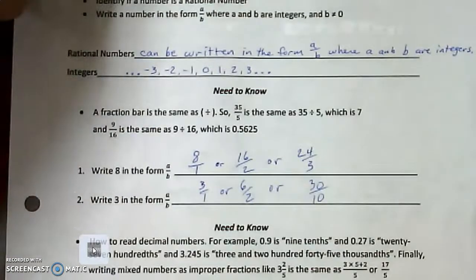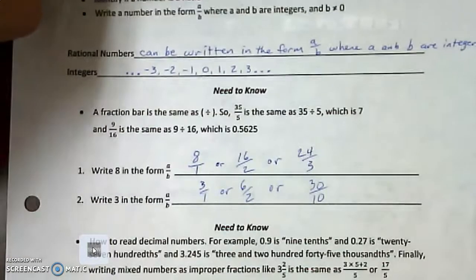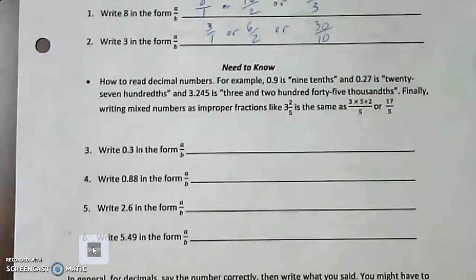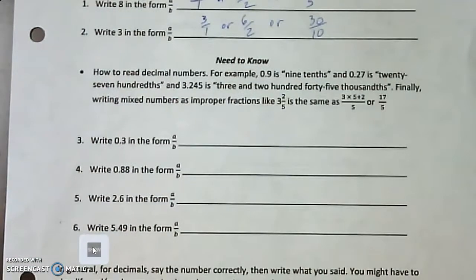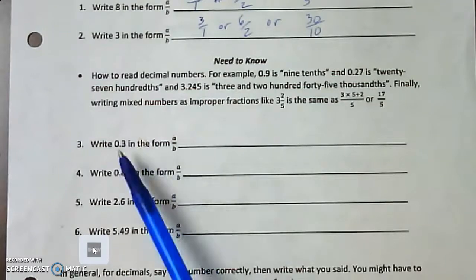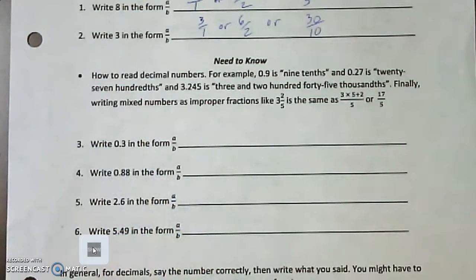Okay, so now we should feel pretty good about being able to write a whole number in the form a over b. And it would be the same if they were negative, by the way. So now we get into decimals. And what I'll tell you about decimals is try to read them the way you were taught. Like, for instance, we don't say 0.3 here. That doesn't help me understand it's a fraction.